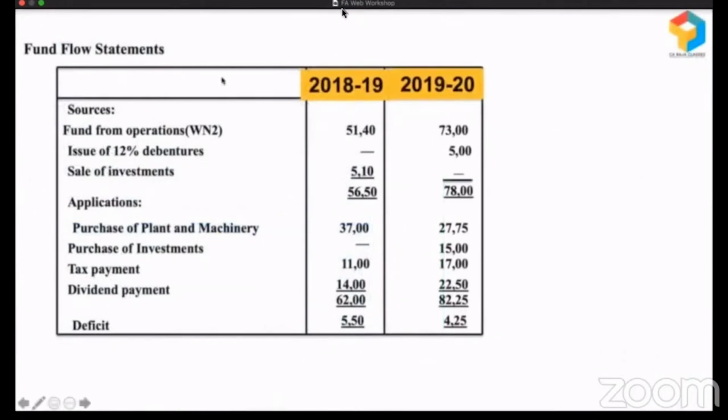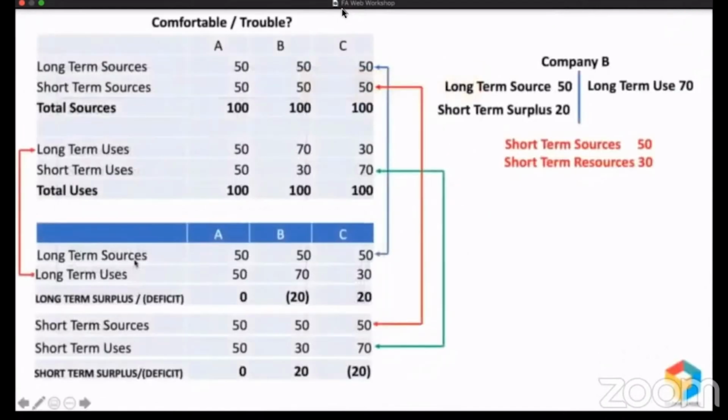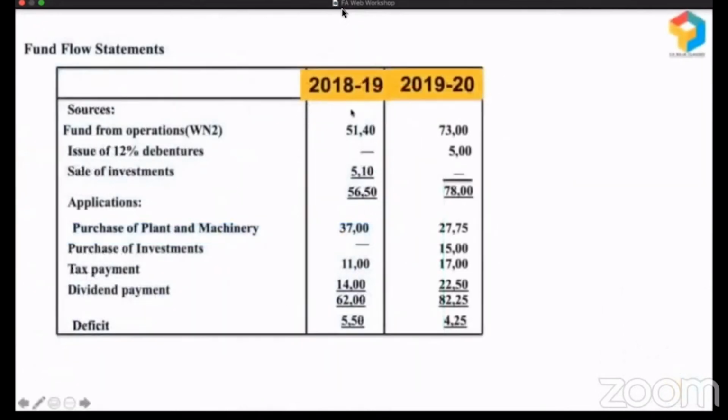Look, here you have the sources and here you have the applications. Sources we basically call as long-term sources. Application we call as long-term uses, like what we have seen here. Now look at this. Let me analyze this also so that you will get complete clarity about fund flow analysis. And here I'm not teaching you how to prepare a fund flow statement, but I'm teaching you how to read the fund flow statement.